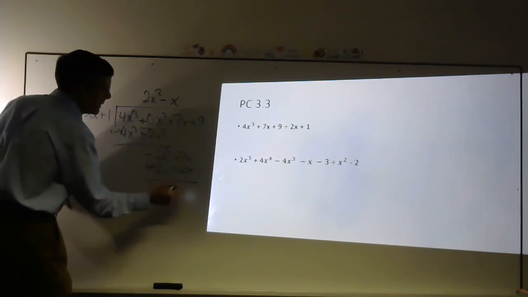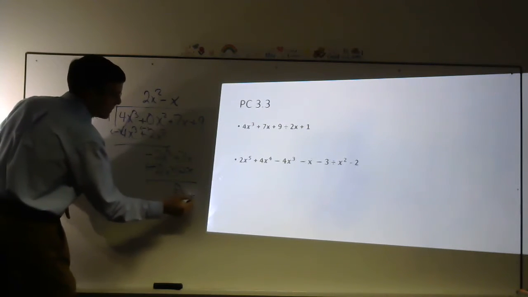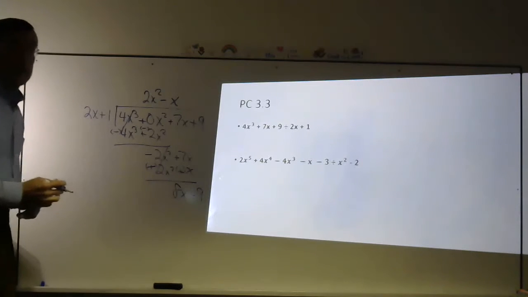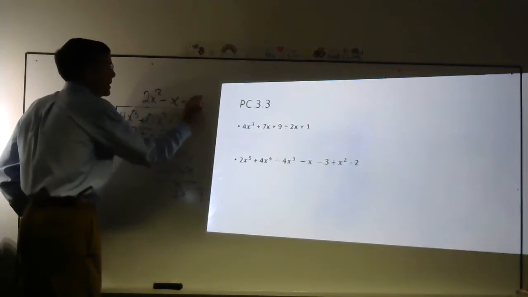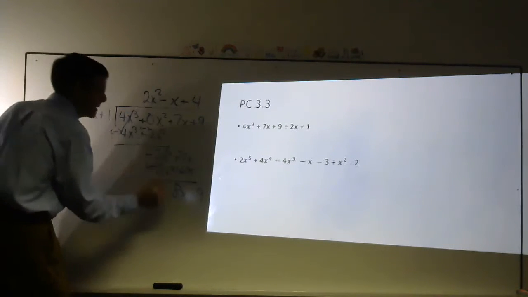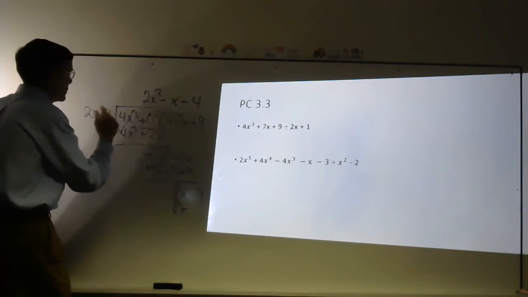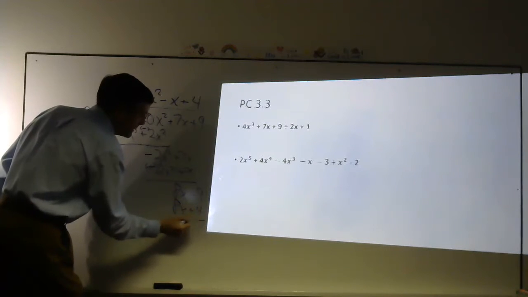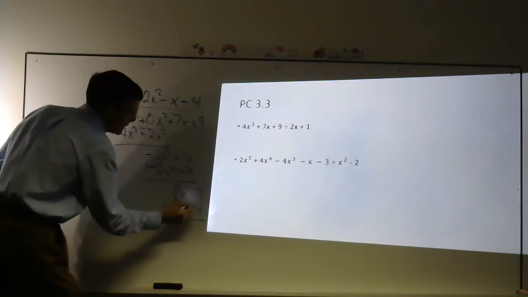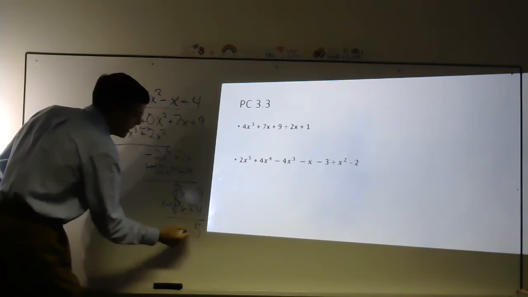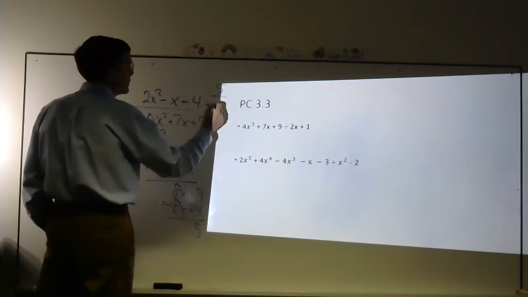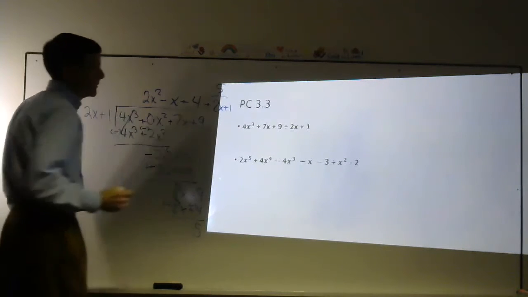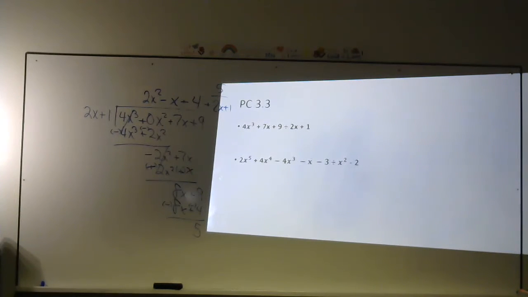These go away. I have 8x and bring down the plus 9. 2x into 8x should go 4 times because 4 times 2x is 8x. 4 times 1 is 4. Take the negative in on the bottom, and I get a remainder of 5. So put a plus 5 over 2x plus 1. Okay?